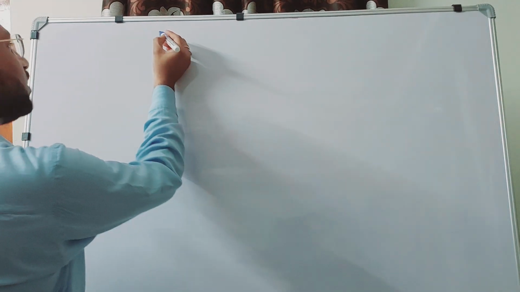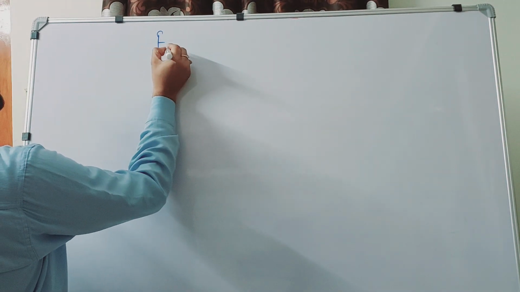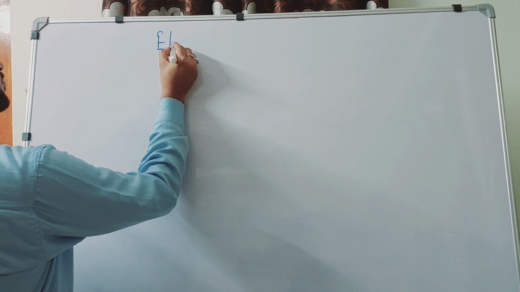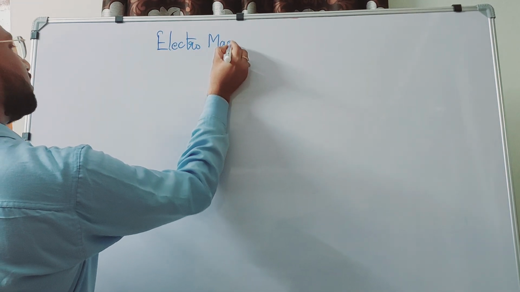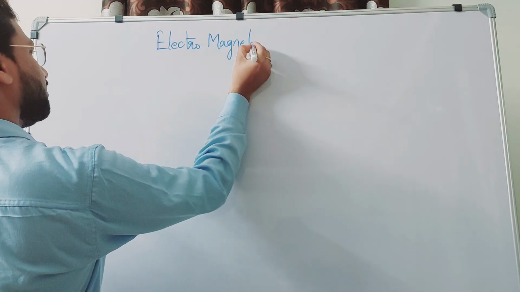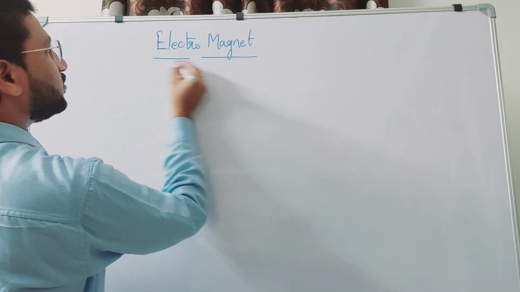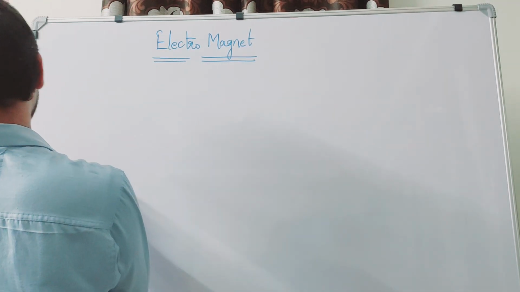In the previous classes, we discussed the basic concepts of electricity, Ohm's law, as well as transformer. Now, today we will discuss electromagnet. It is a concept related to magnetism. Electromagnet is a very simple concept, but yet it is very important to know and to discuss.